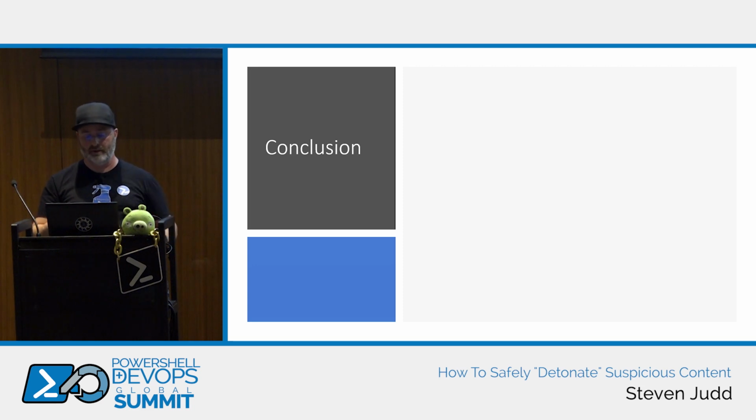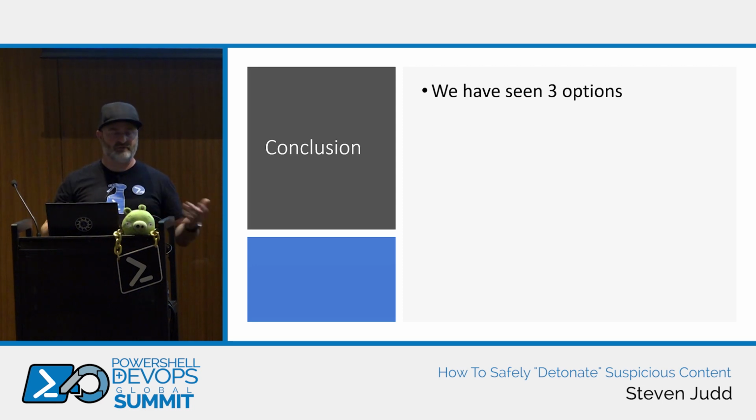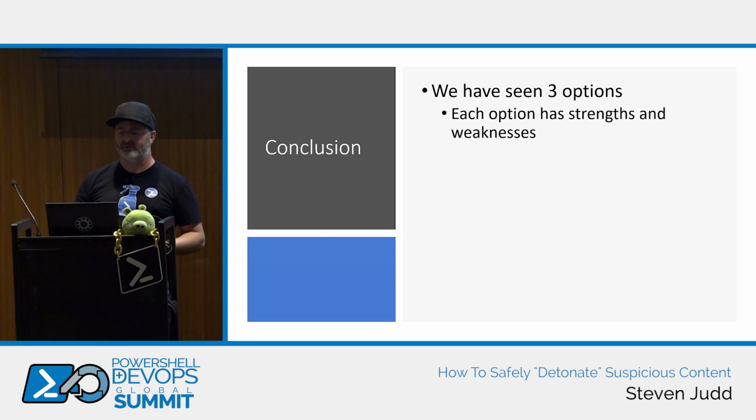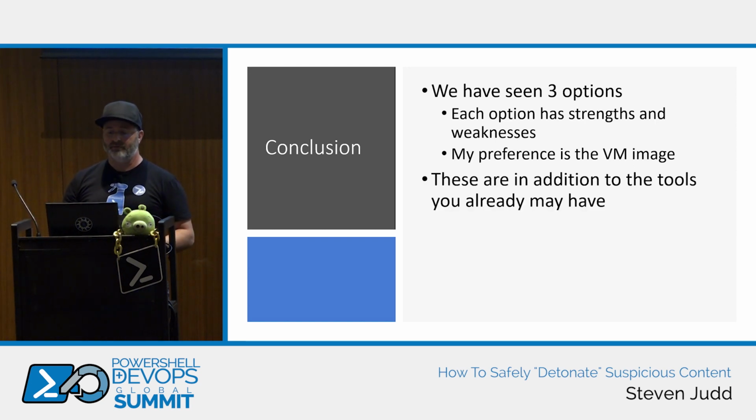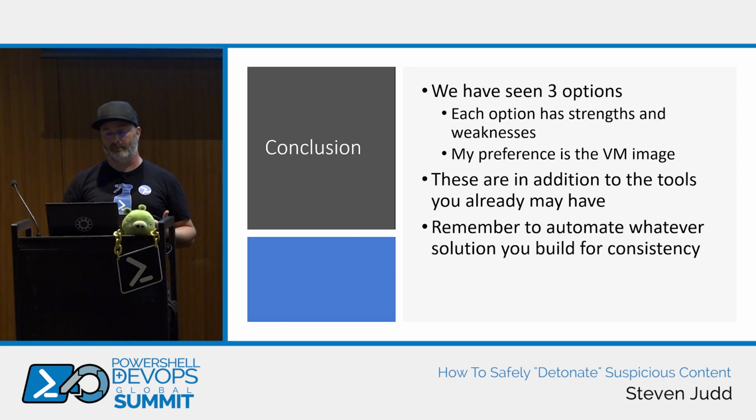All right, let's conclude and get to the questions, if we have any. So we've seen 3 options. Each option has strengths and weaknesses. My preference is the VM image for the things that I talked about. I love it. It works great. I've used it for quite a while. These are in addition to the tools you may already have. Now, did I rain on anyone's other tools? No. Use those too. But this is great. And if you want to have it for your personal use, this is extra great. 2 of them are fully free. 1 is nominal cost. I recommend it. And remember to automate whatever solution you build for consistency.